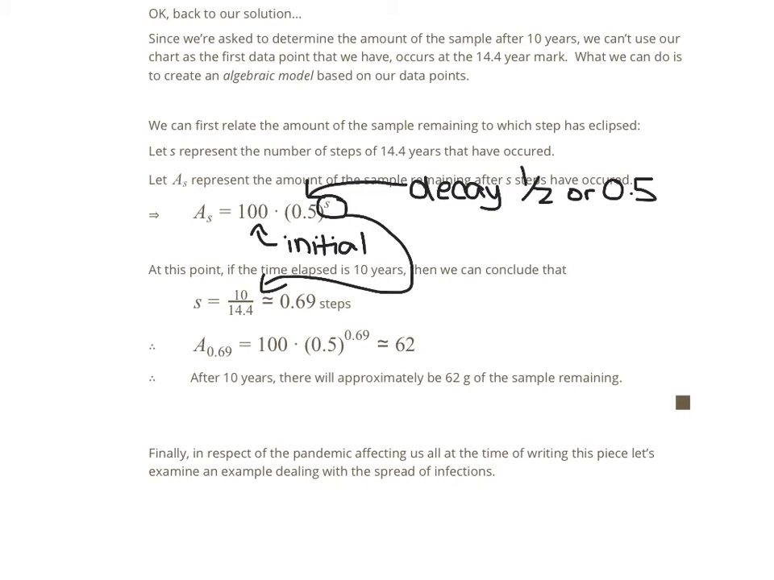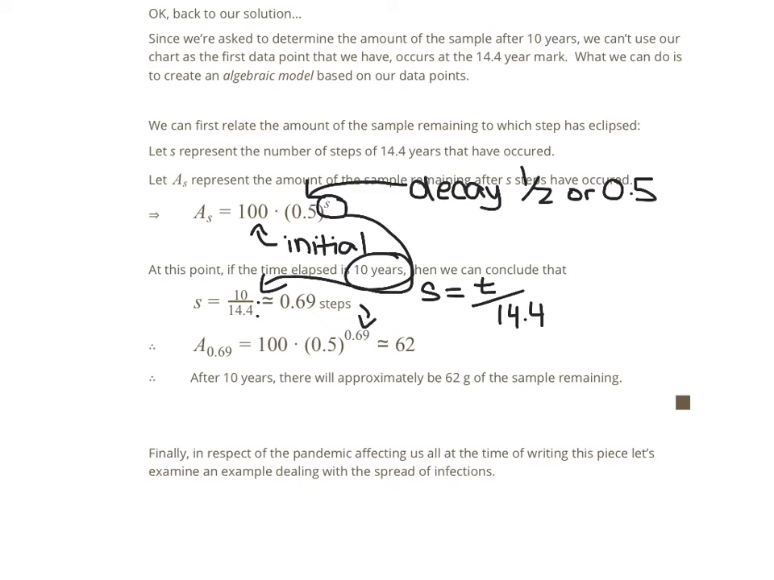So when you're using time here, whatever time they're initially asking you for, let's say T, has to be divided by the 14.4 years because that represents the half-life, okay? And then now you could put that into your equation. So, for example, they want to know what was the half-life at 10 years, right? So that's why they ended up doing 10 divided by 14.4 equals approximately 0.69, okay? So we would now put that into our equation here.